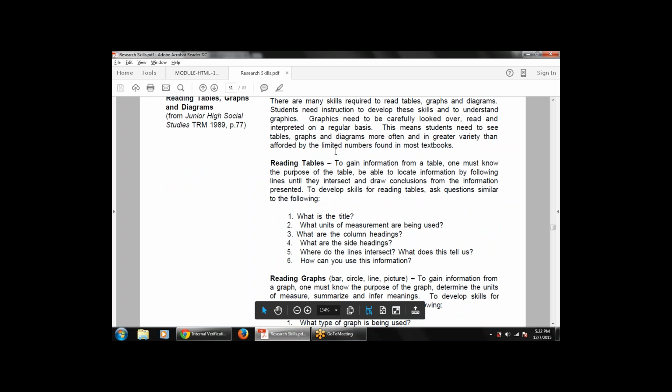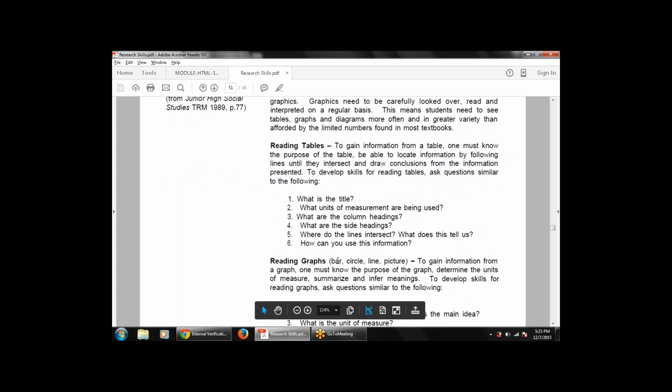Now next is reading the graph. So one is reading the tables, we have done. The next is how we can read the graph. That includes the various standard charts or 11 types of graphs. That includes the bar, circle, line, picture. That is reading the graphs.